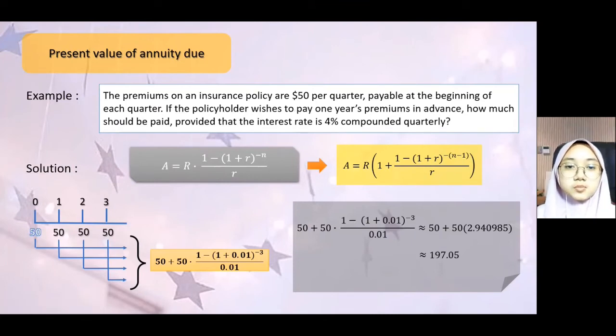The question says the premiums on an insurance policy are $50 per quarter, payable at the beginning of each quarter. If the policyholder wishes to pay 1 year's premiums in advance, how much will be paid, provided that the interest rate is 4% compounded quarterly? So in this case, $50 per quarter is R, which means the payment or savings that occurred for every period of time.